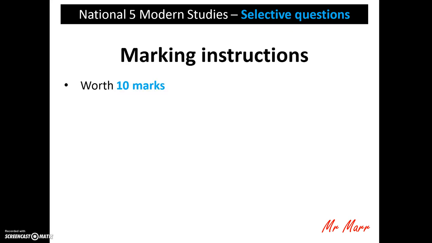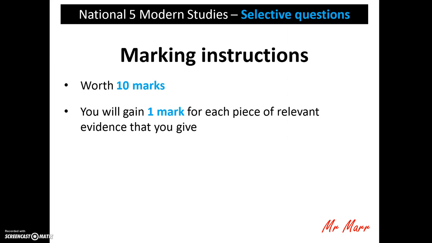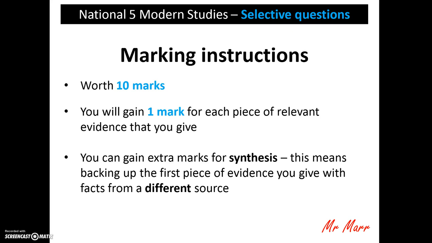As has been noted, these questions are worth 10 marks. Let's talk about what you get these marks for. You will quite simply get 1 mark for each piece of relevant information or evidence from the sources that you give, which either supports a point of view or opposes it. You can gain extra marks for synthesis, and that means if you make a point support with one piece of evidence, you should try and support this with facts from a different source.